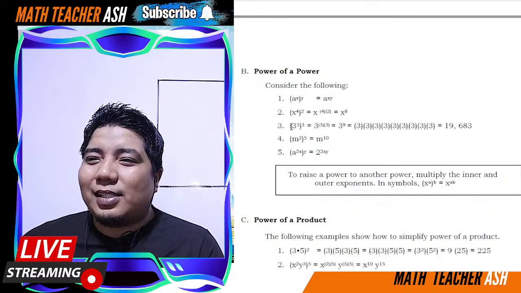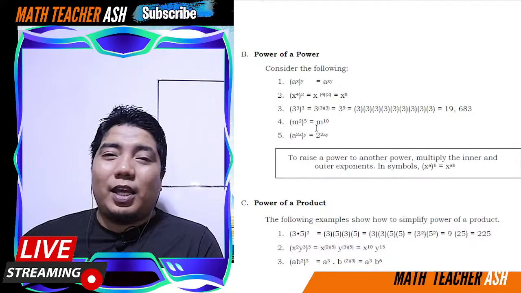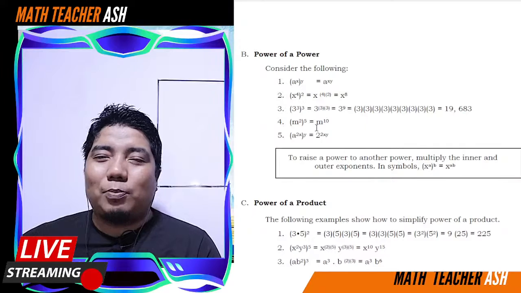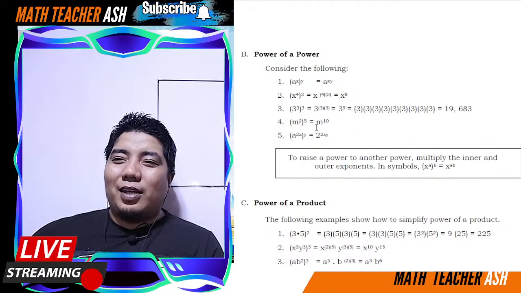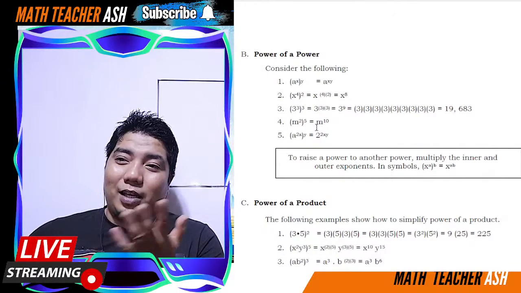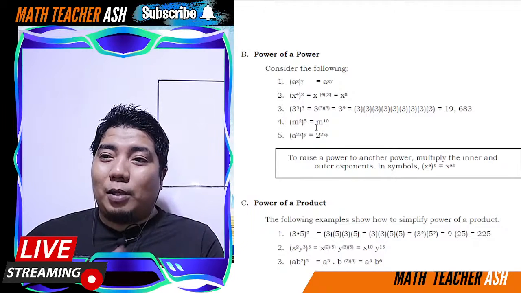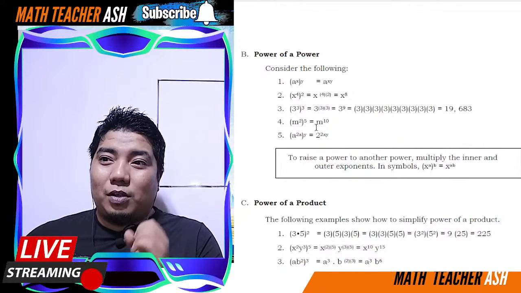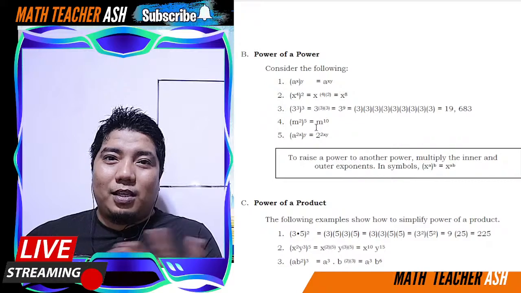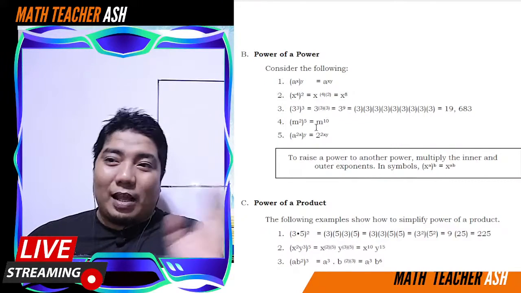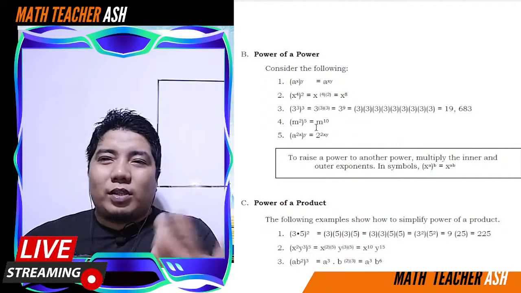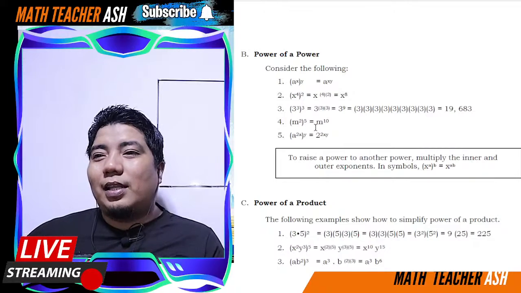Okay, now let us have the third example. We have 3 cubed to the power of cube. Okay, so 3 cubed to the power of cube. What you will do there is you can do it in a way that you multiply the 3 cube first. So 3 times 3 times 3, giving you 27. So 27 cubed. That could be one way. And 27 cubed, the answer is 19,683.